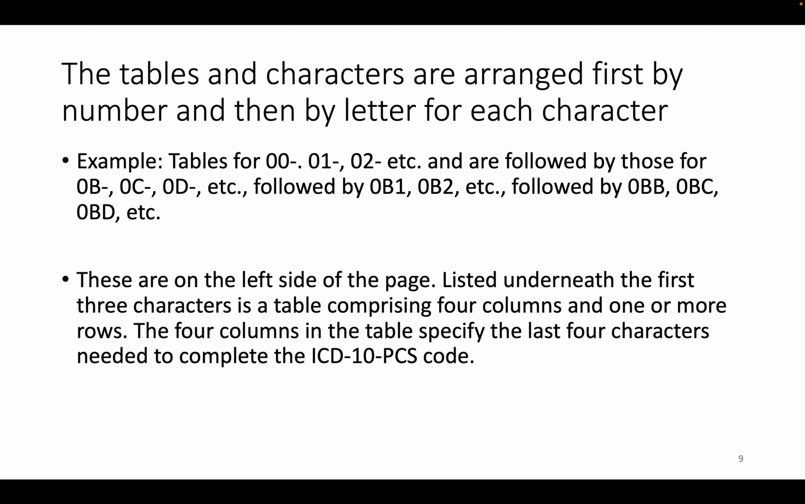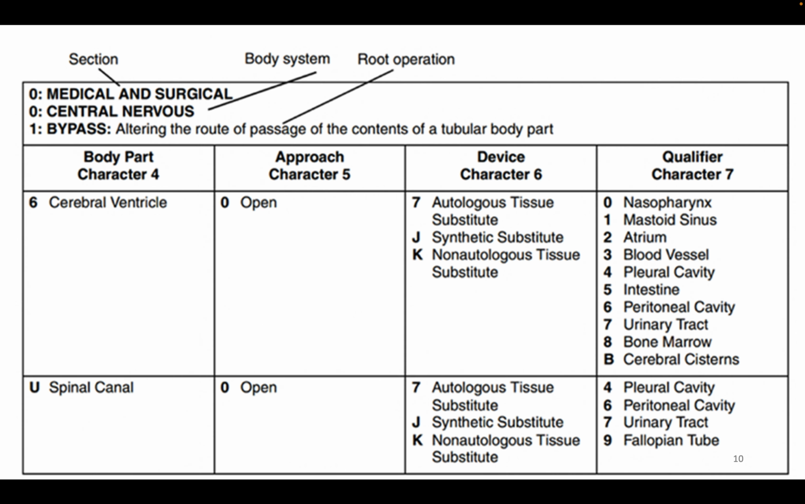Listed underneath the first 3 characters is a table comprising 4 columns in 1 or more rows. The 4 columns in the table specify the last 4 characters needed to complete the ICD-10-PCS code. Here is an example. Look at the top left. Here we have our section. That was section 1. It's 0.